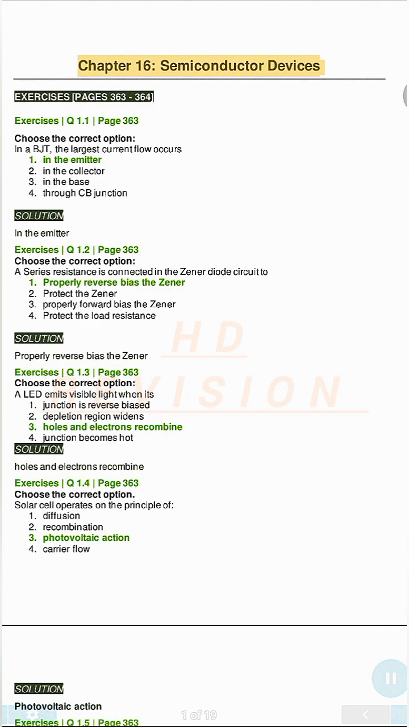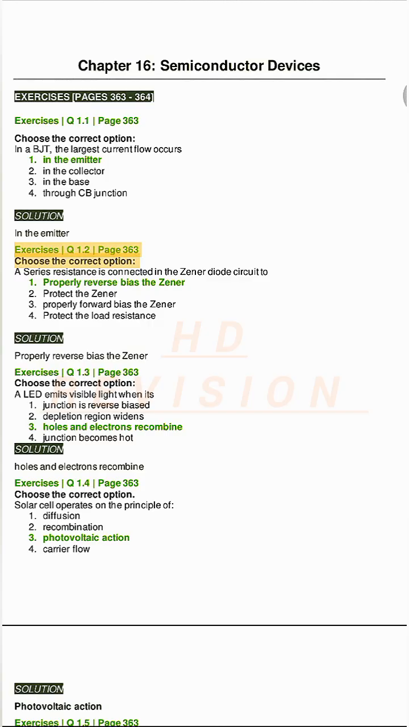Chapter 16. Semiconductor Devices. Exercises, pages 363 to 364. Exercises Q1.1, page 363. Choose the correct option. In a BJT, the largest current flow occurs 1. In the emitter 2. In the collector 3. In the base 4. Through the CB junction. Solution. In the emitter.